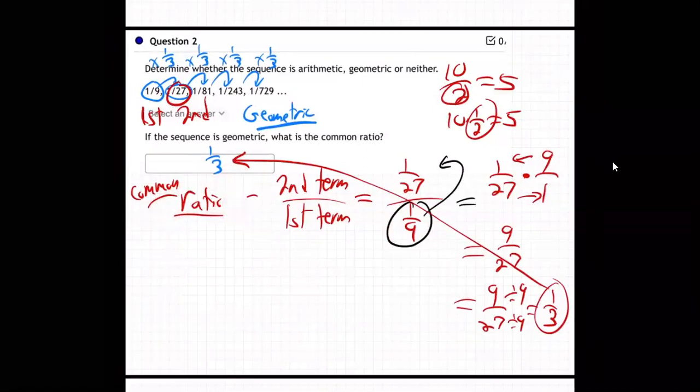I call it common ration. It's not a ration. It's a ratio. Common ratio. So in other words, that's what it's multiplying by every time. It's multiplying by 1/3 every time. So that's the common ratio. And that makes it a geometric sequence, not arithmetic. There we go.